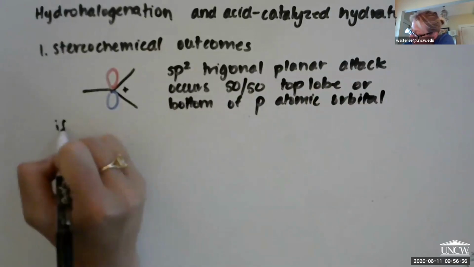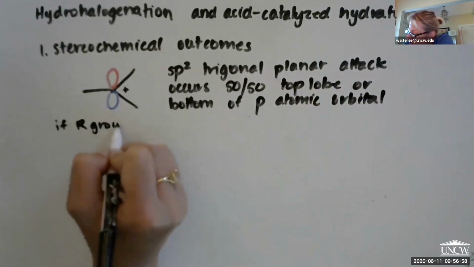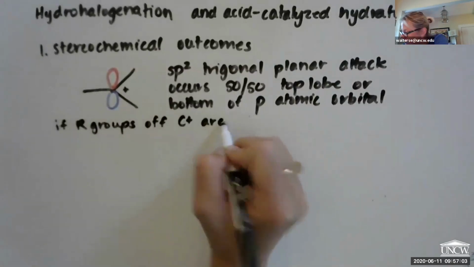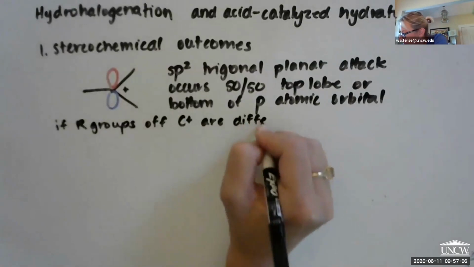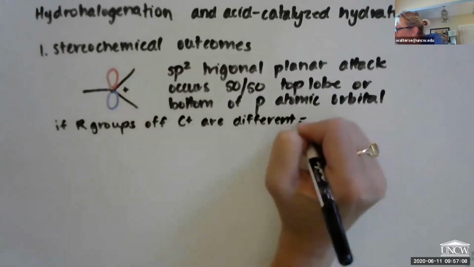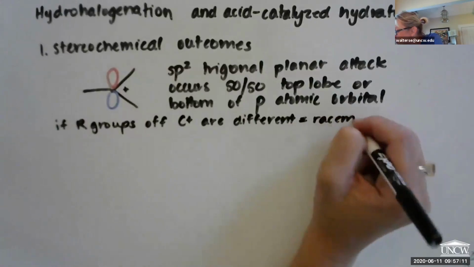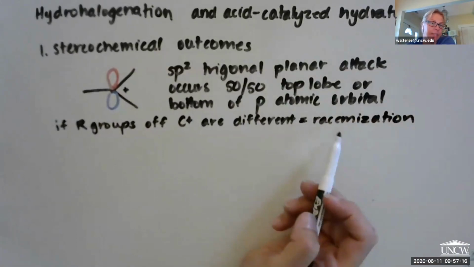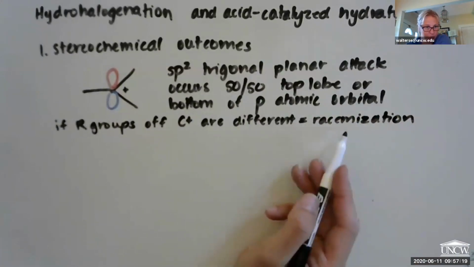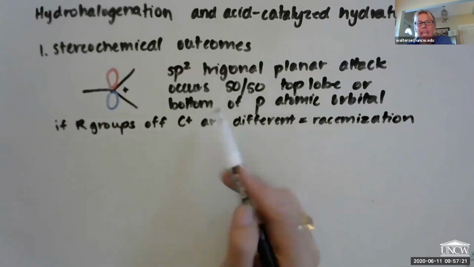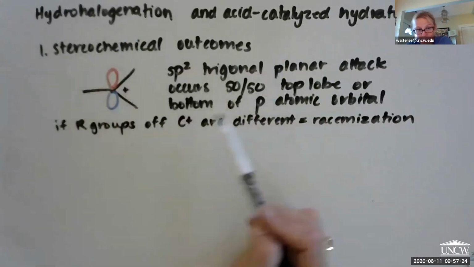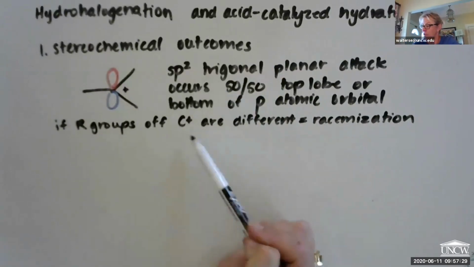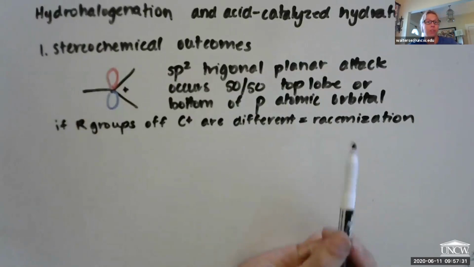Okay. So if the R groups off the carbocation are different, you will always get racemization. And that's the process of making a racemic mixture. And the racemic mixture is the 50-50 mix of enantiomers. Okay. If you do these reactions, you cannot avoid this. If it is going to form a chiral product, you have to show both enantiomers.